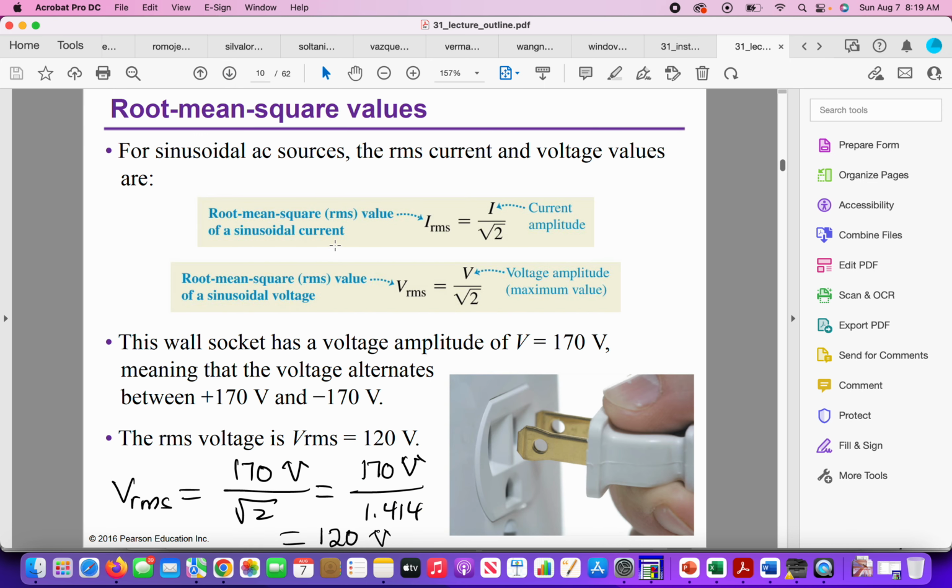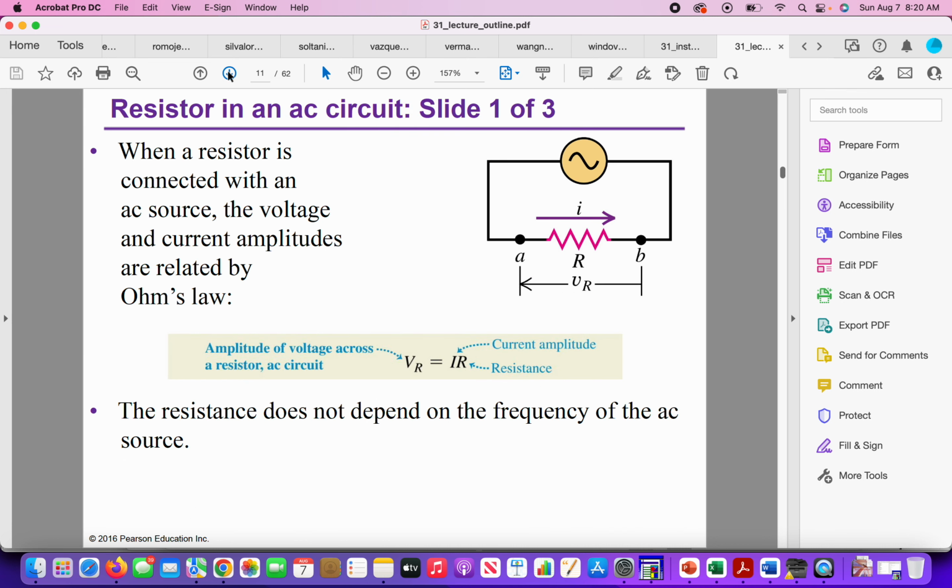Then here, for sinusoidal AC sources, the RMS current and voltage values are IRMS equals I divided by the square root of 2, and for the VRMS, it is V divided by the square root of 2. This wall socket has a voltage amplitude of 170 V, meaning that the voltage alternates between 170, the maximum positive, and 170, the maximum negative. The RMS value is 120, which is the one that we are using here in the United States.